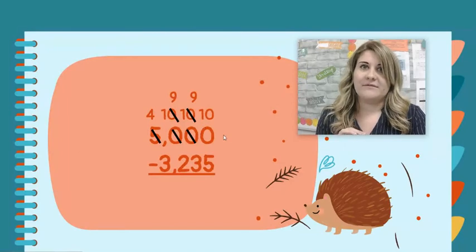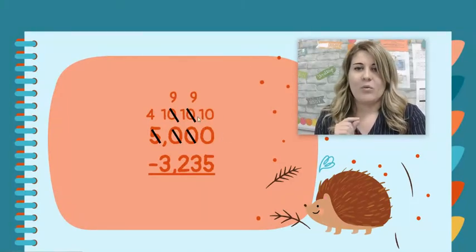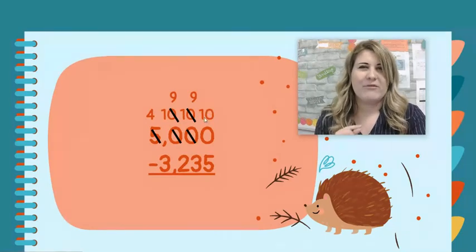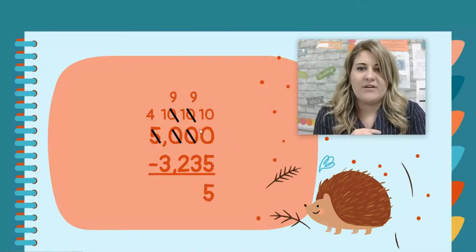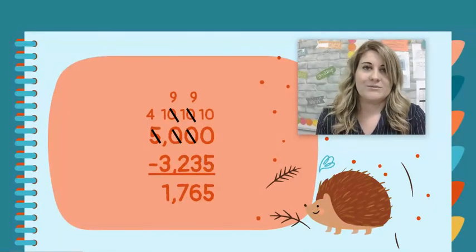Look at Miss Weaver. Do not ever take away 1 from the ones place. You never borrow from the ones place because there's nowhere for the ones to give that answer to, okay? So now we're going to subtract 10 minus 5, and I forgot to mark out that 0, but I would mark out that 0 in real life. 10 minus 5 is 5. Now we're going to do 9 minus 3, which is 6. 9 minus 2, 7. 4 minus 3 is 1. So that is how you subtract across zeros.